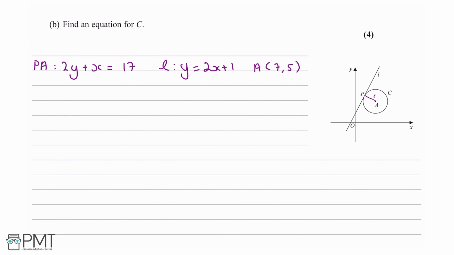Okay, so part B is asking us to find an equation for the circle C for 4 marks. So at the top here, I've just written some key information from previous questions that was given to us prior, so we can solve it.